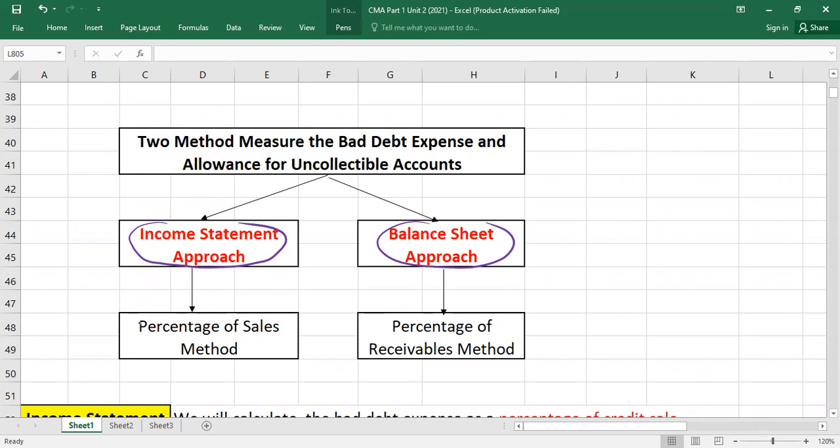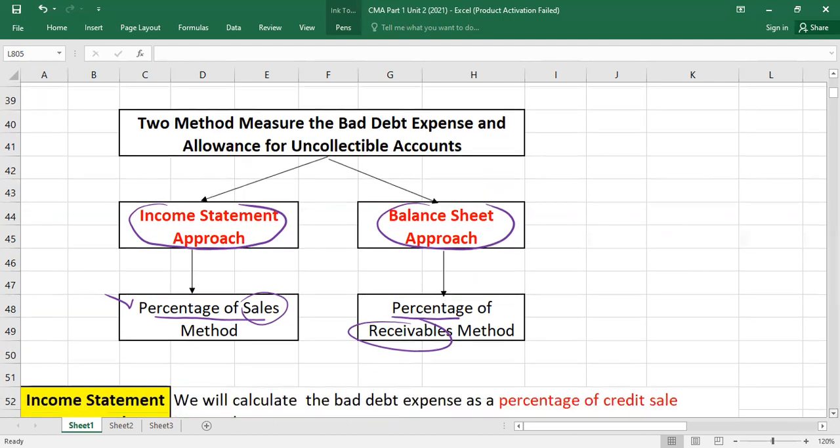So here we go. If in your exam questions, you are told that X percentage of sale is uncollectible, any X percentage of sale, 2%, 3%, 5%, you know sale is the income statement item. So if percentage is applicable on sales, it means you have to deal according to the income statement approach. Right? Or if in your exam question, you are told that there is some X percentage of receivable that is uncollectible, you know, receivable is a balance sheet item. It means you have to work in accordance with the balance sheet approach now. Right? This is the identification method.